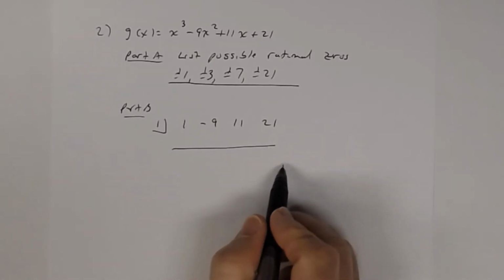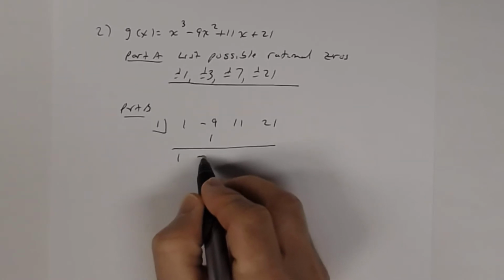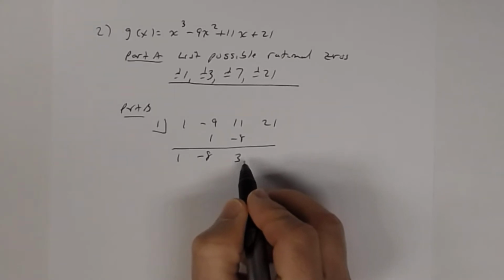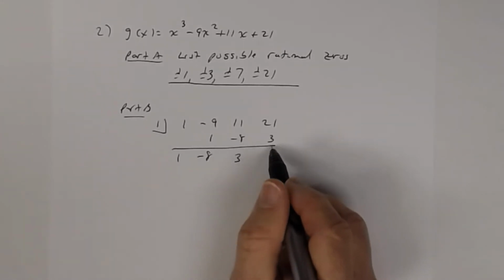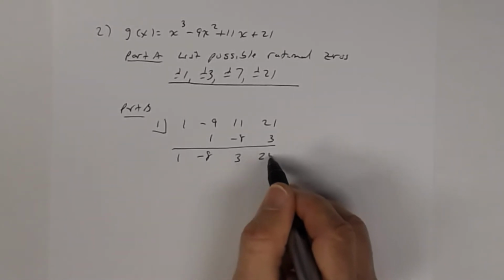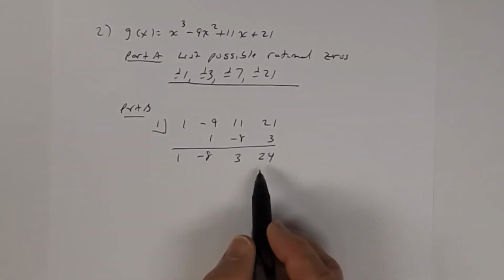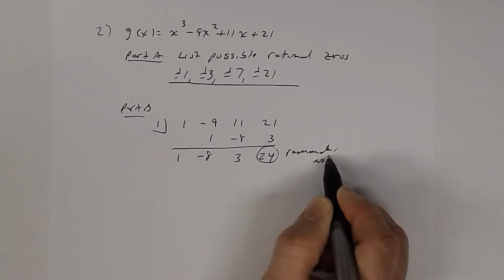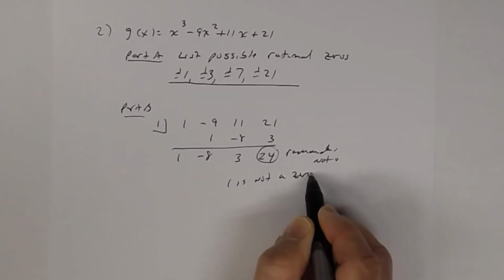Remember, 1's a 0 if my remainder is 0. So bring down the 1. 1 times 1 is 1. Add negative 9 and 1, you get negative 8. Multiply, you get negative 8. Add, you get 3, right? And then multiply, you get 3. Add 21 and 3, you get 24. Okay? All right, so let me make sure I did this. So 24, that's not 0, right? So the remainder is not 0. Correct? So that means 1 is not a 0.